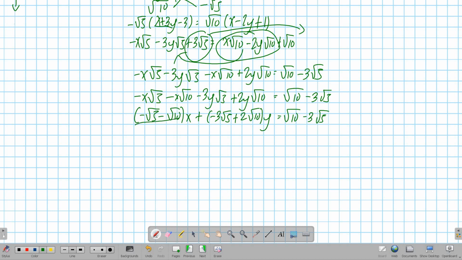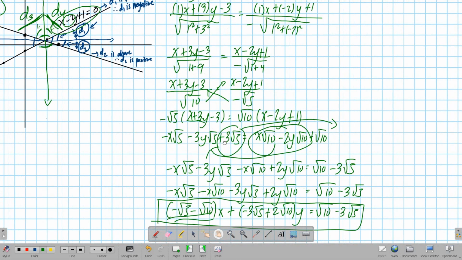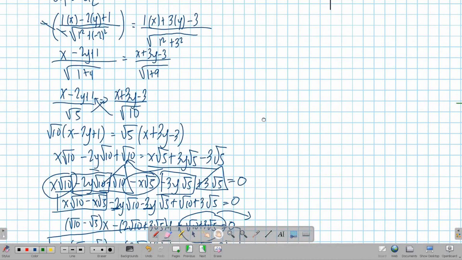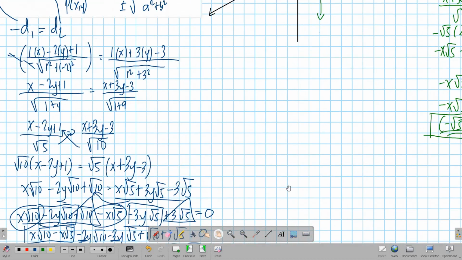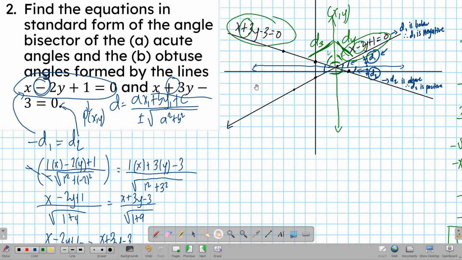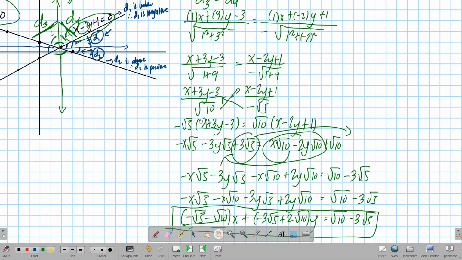Although this is not negative, pwede namang you just transpose and then you'll get the same value. So, ganun din naman yun. Therefore, this is now the equation of the obtuse angle bisector. Itong equation na to, it's a bit complicated, yes, but that is the solution in this specific problem in finding the equation in standard form of the angle bisectors of two intersecting lines.